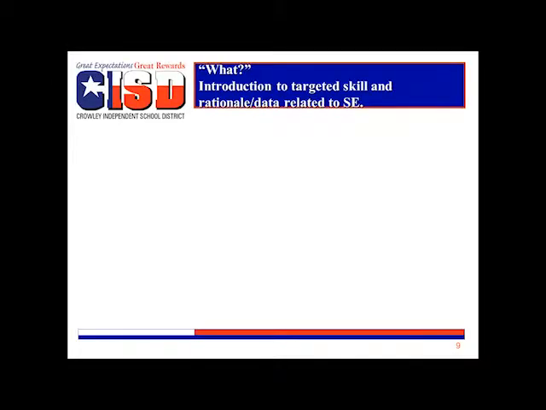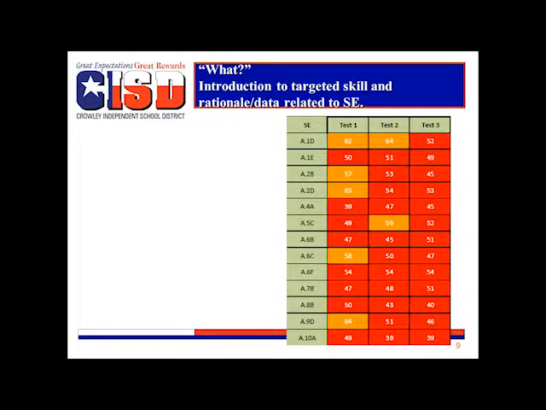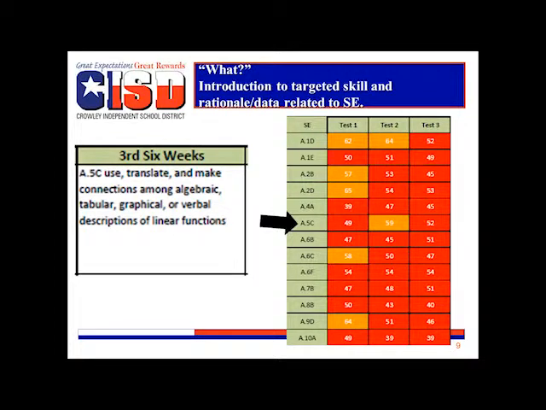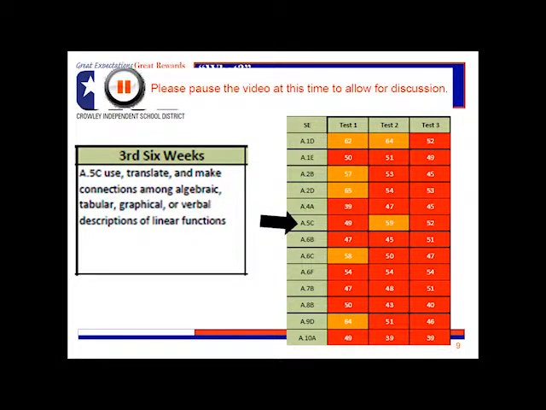As part of the PLC process, we will use a heat map and identify the what, which is our hotspot. For the third 6 weeks, the curriculum preview will target A.5C. Take a moment to pause to review the TEK. As you can tell, A.5C is an area of concern due to the large decrease from 2013 to 2014.